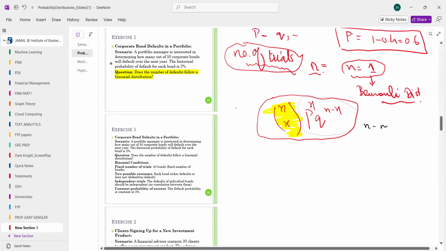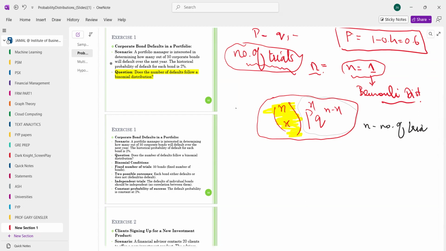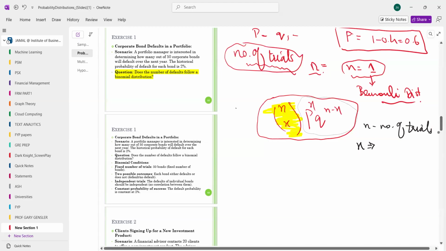N is your number of trials, as I said before, and x is the number of favorable outcomes, right? So, for example, if you ran an experiment 3 times and the head shows up 2 times, your x is the parameter of interest. So head was something that you were interested in.